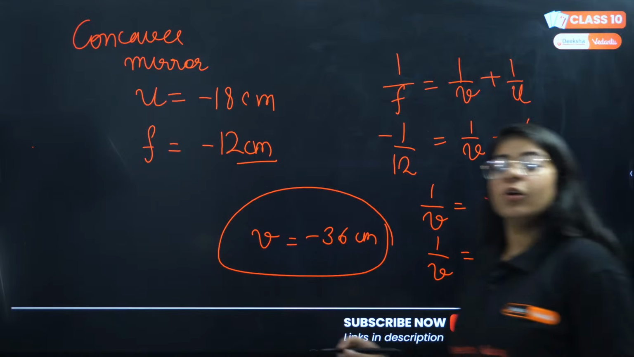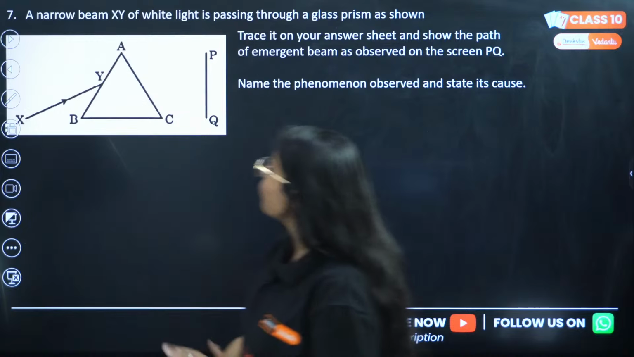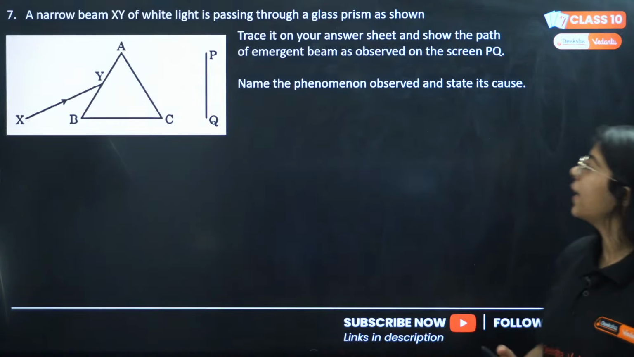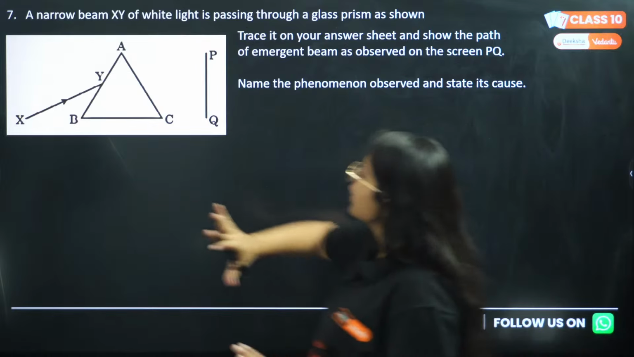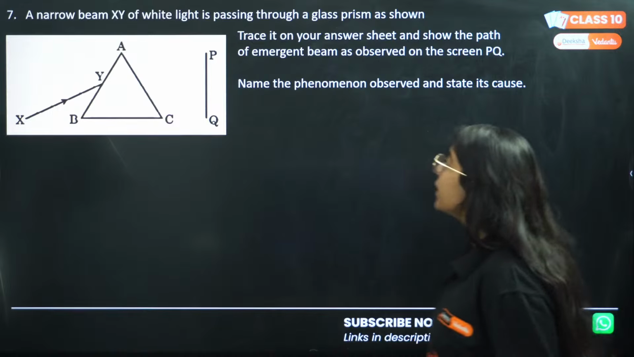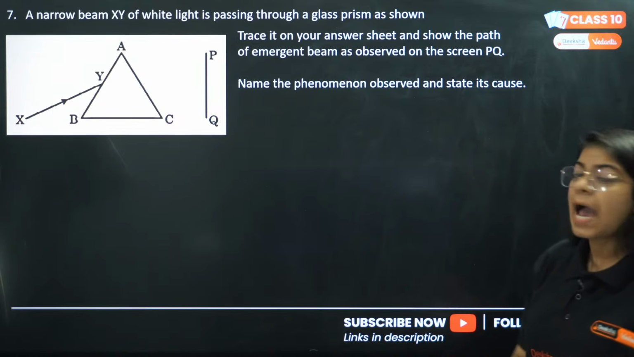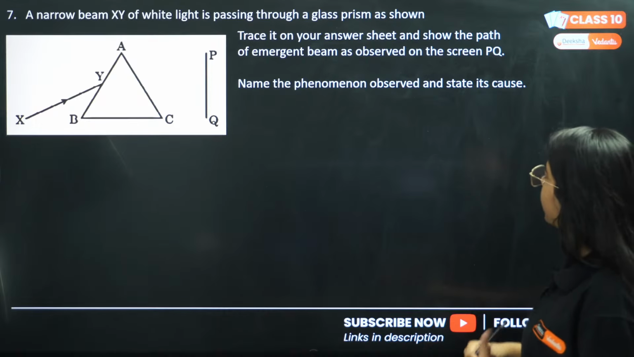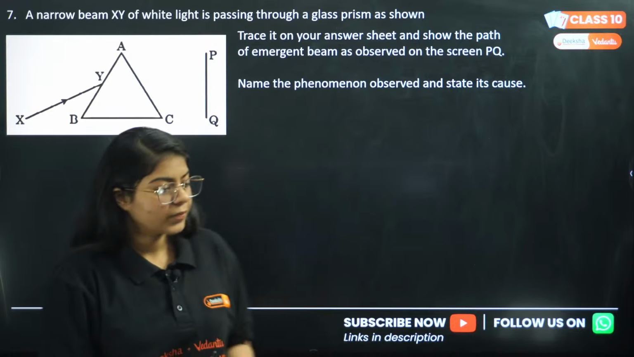Let's move to the next question, which says, a narrow beam XY of white light is passing through a glass prism. There is a glass prism and a narrow beam XY is passing. Trace it on your answer sheet and show the path of emergent beam as observed on the screen PQ. Name the phenomena observed and state its cause. Can you answer this question?